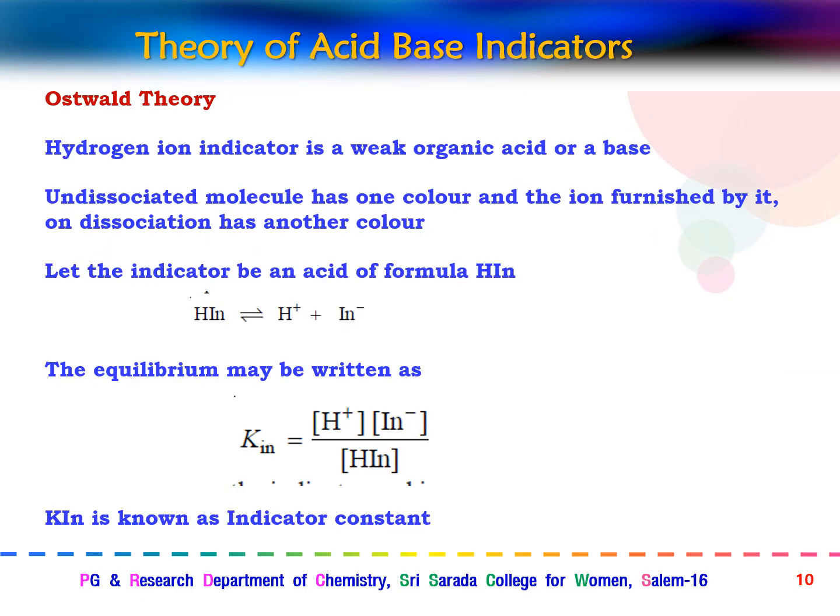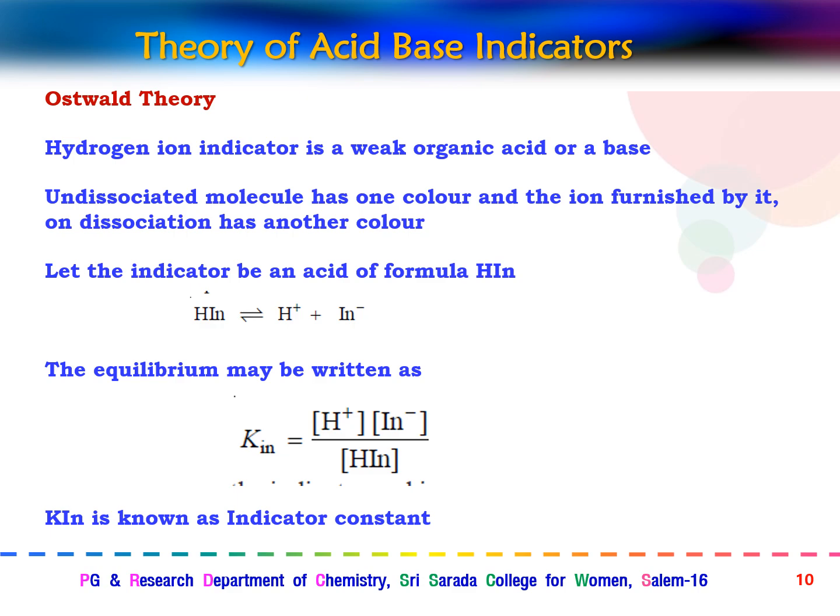Now, let us see the theories behind the acid-base indicators. The first one is Ostwald theory. According to this theory, the hydrogen ion indicator is either a weak acid or a weak base. Let us consider that it may be an acid having the formula HIn. Here HIn is dissociated into H+ and In-. According to this theory, the undissociated HIn has one color, while the ion In- has another color.